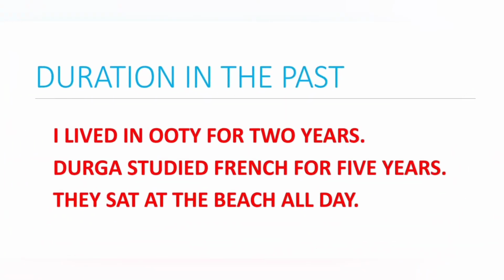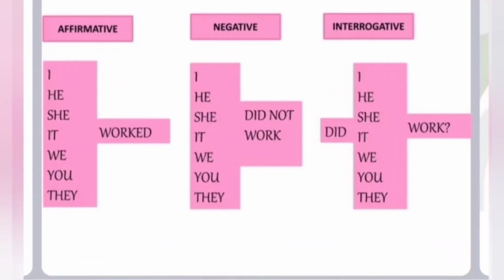Duration in the past. I lived in Ooty for 2 years. Durga studied French for 5 years. They sat at the beach all day. Here is the grid for simple past tense. You can refer to the grid and frame as many sentences as possible in simple past using different verbs.